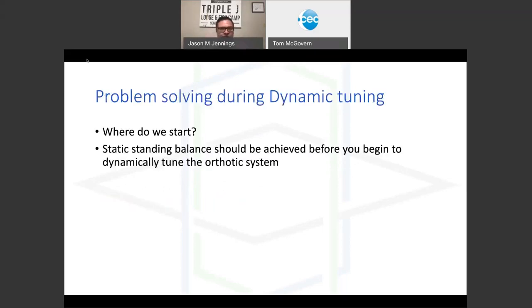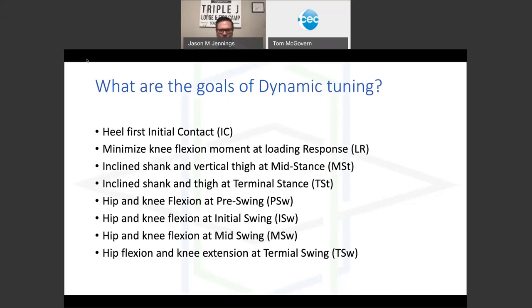So where do we start? I just said static standing balance needs to be achieved before you start to dynamically tune the orthotic system. So here's what we're looking for. Do I have a heel first initial contact? I want to try to minimize the knee flexion moment at loading response. I don't want to try to eliminate it because knee flexion at loading response is normal.